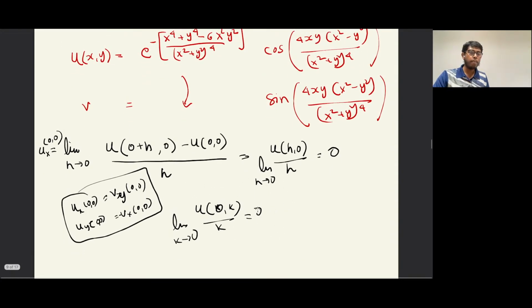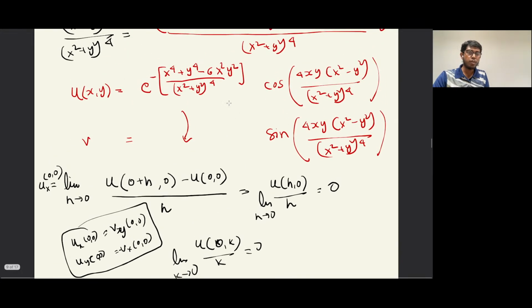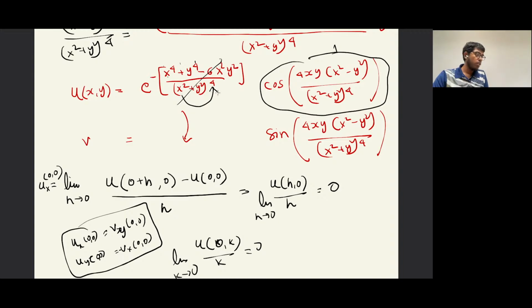So you can check this. This is just because we have already computed it. If you take h to 0, this is basically 1, and this will go to 0, because this is e to the power minus infinity, since x to the power 4 plus y to the power 4 by x to the power 8 is there. So as h tends to 0, this will go to infinity, but e to the power minus infinity will go to 0. And similarly for the other thing.